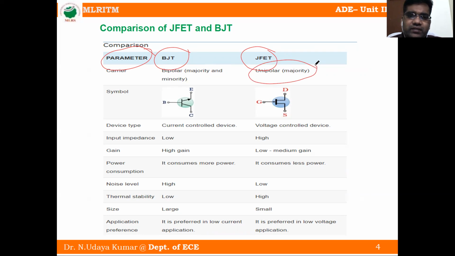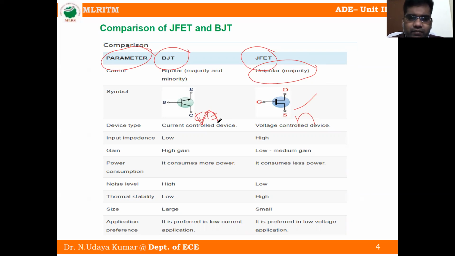This is the symbol. This is the BJT symbol, and this is the FET symbol. This is the N channel. Here also it is an N channel. The conventional current direction is outward in this symbol, which means it is an N channel. Here also it is an N channel.